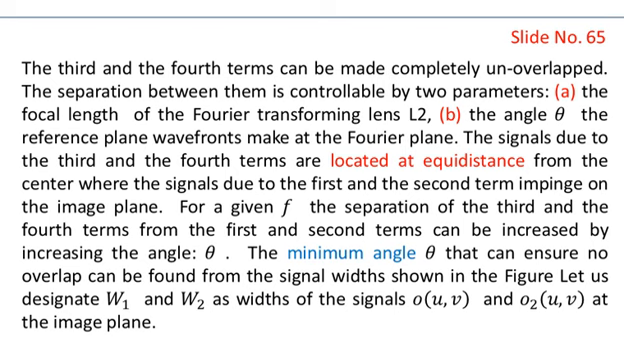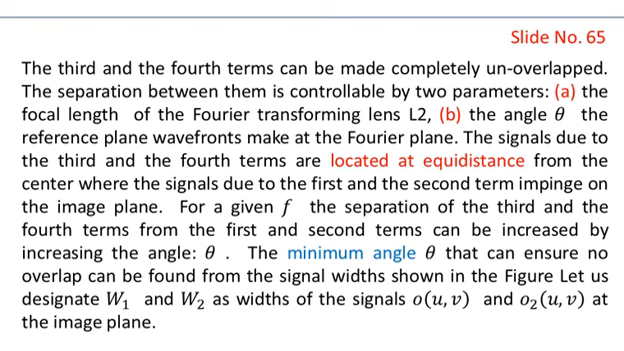The third and the fourth terms can be made completely unoverlapped. So you see that we have four terms. Two terms are traveling along the optic axis, whereas the third and fourth terms are symmetrically at different angles with respect to each other. But you know that there could be an overlap between the third term and the central terms, and of course the fourth term.